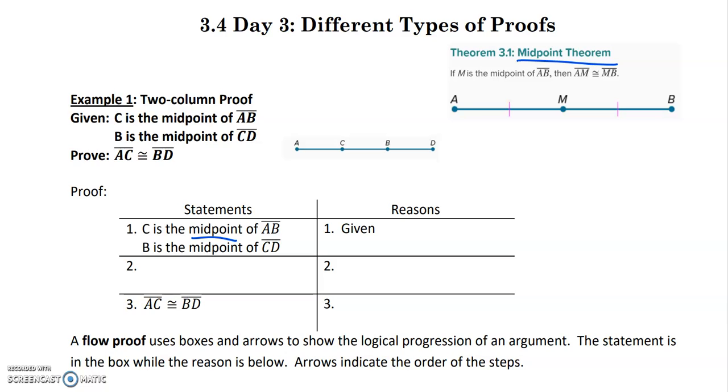So we're going to go ahead and say that if C is the midpoint, then we know that AC and CB are congruent, and we need our lines. And then we're going to do it again because we have B is the midpoint of CD. So we have that CB is congruent to BD. And that is our midpoint theorem.